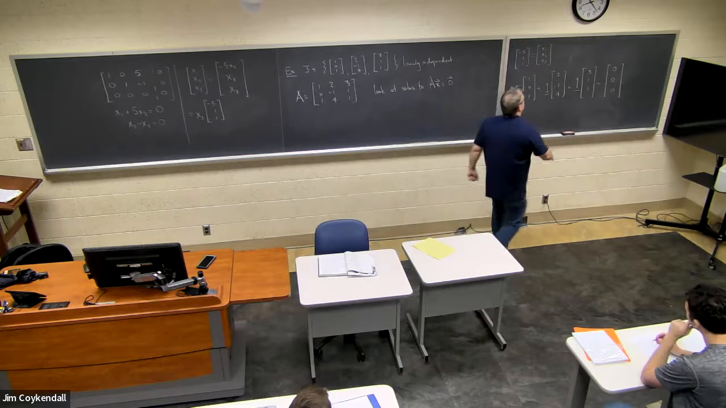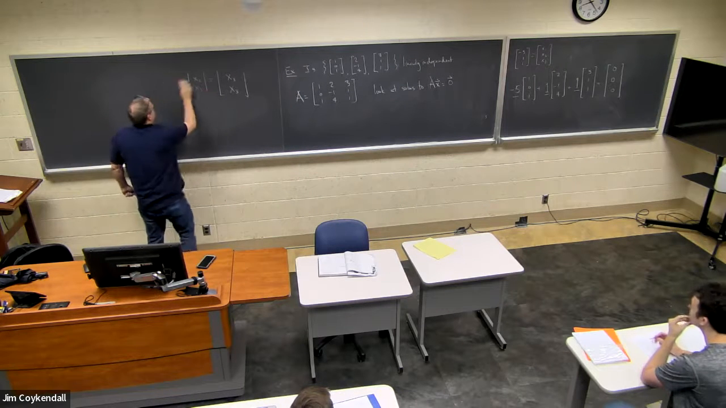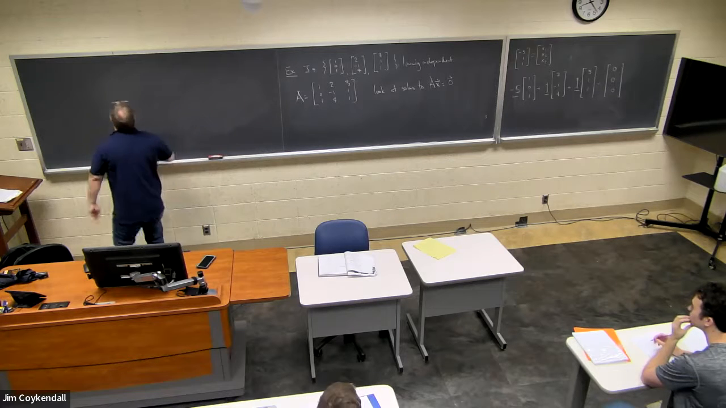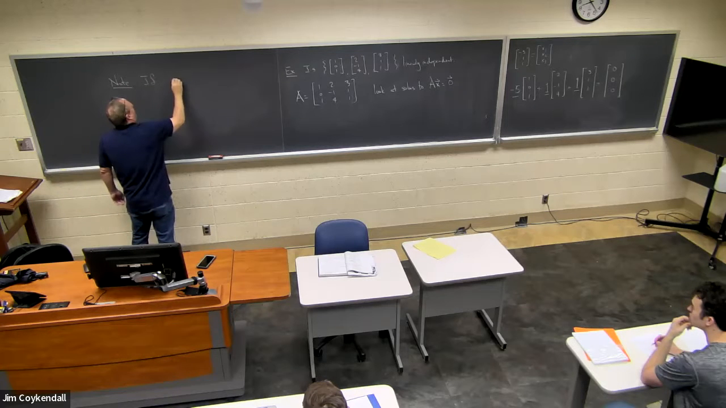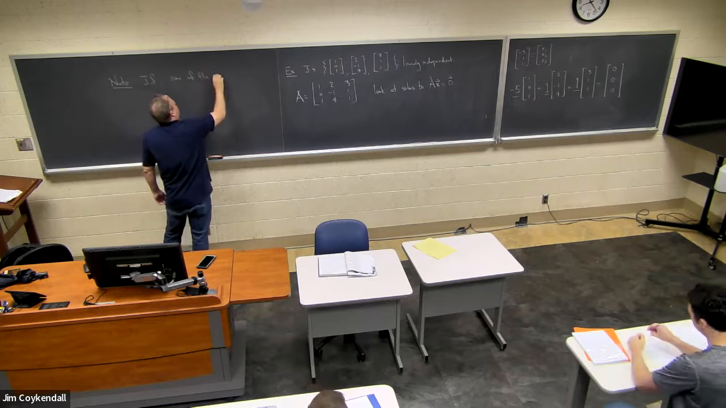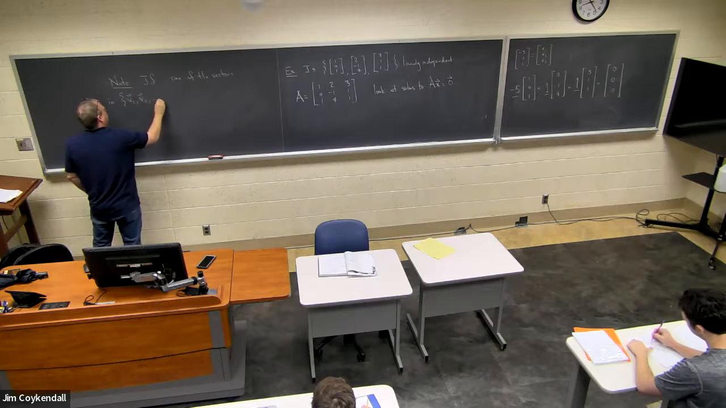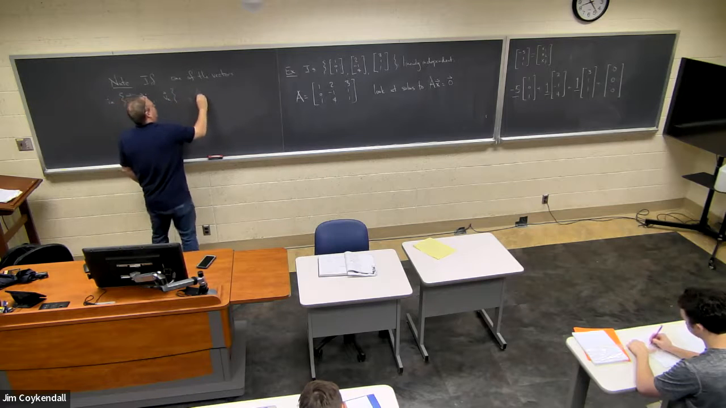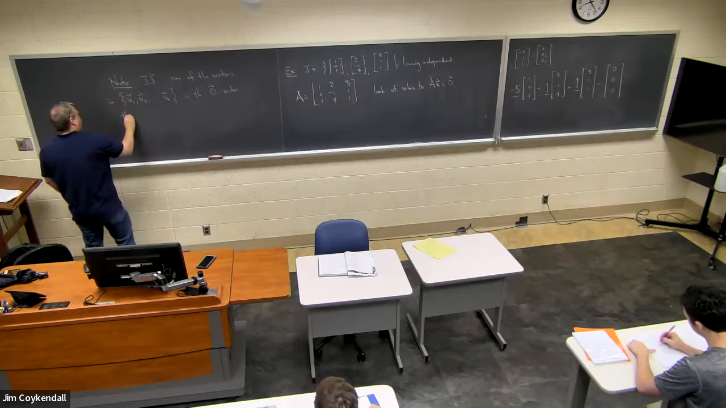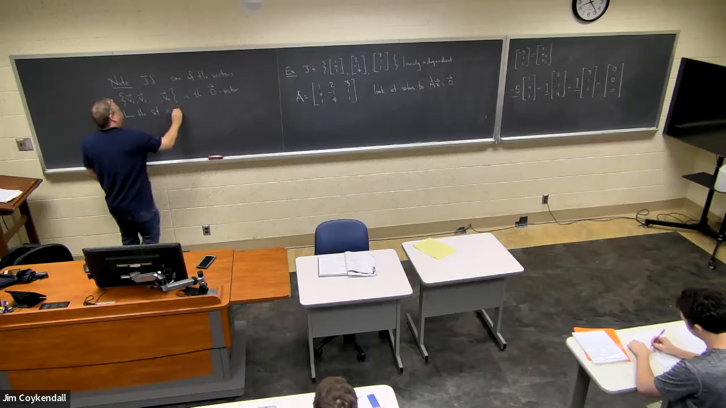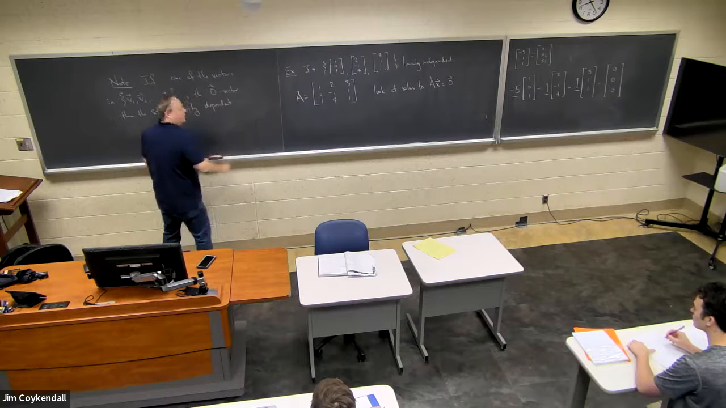Okay, let me make an observation here. If one of the vectors in the set is a zero vector, then the set is linearly dependent.